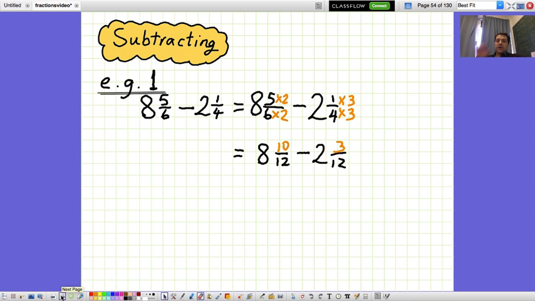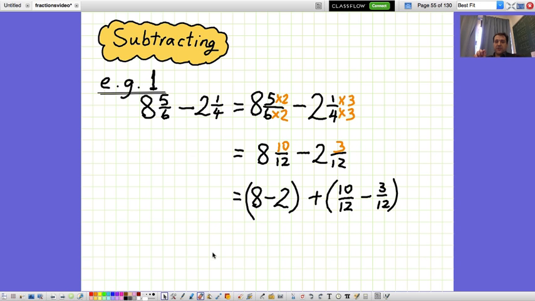Okay, so now I've got a mixed number minus another mixed number, a whole number and a fraction minus a whole number and another fraction, and I'm going to split those up. So I'm going to split those up into the 8 minus the 2 and the 10/12 minus the 3/12.